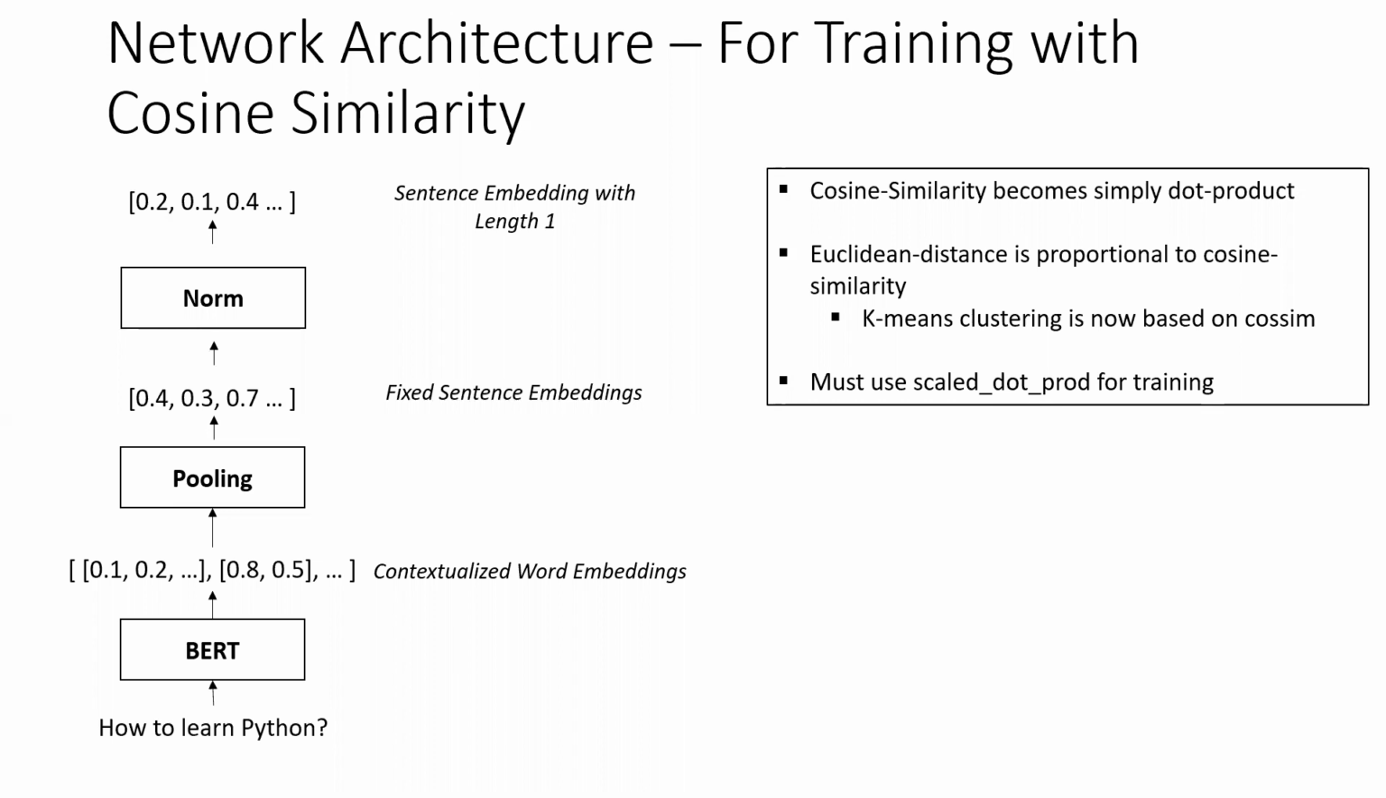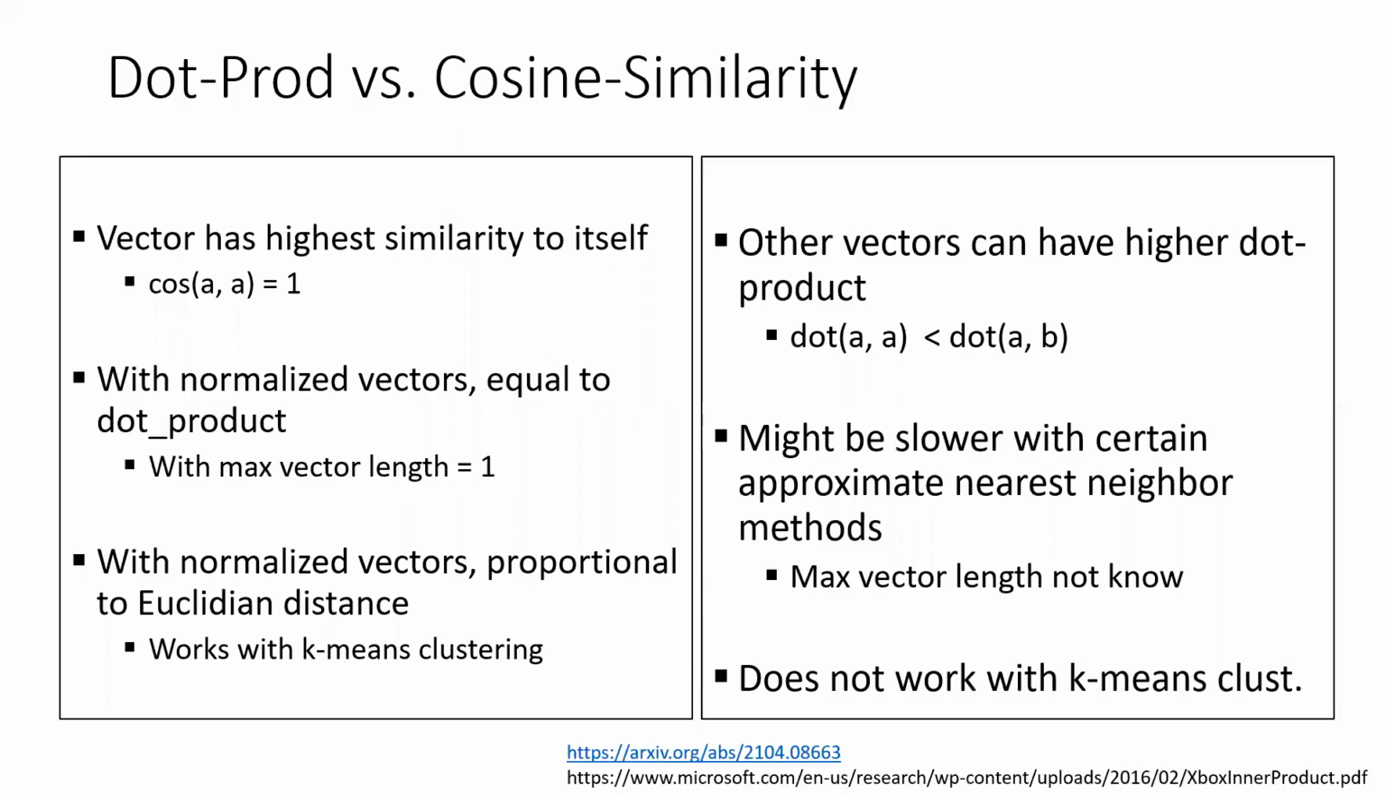So you do not have a break between the similarity function you train the network on and the similarity function you use for clustering. If you use such a network which outputs normalized embeddings, where every sentence embedding has a length 1, you have to use the scaled dot product for training. Otherwise, you have the same issue that the differences in scores are not big enough.